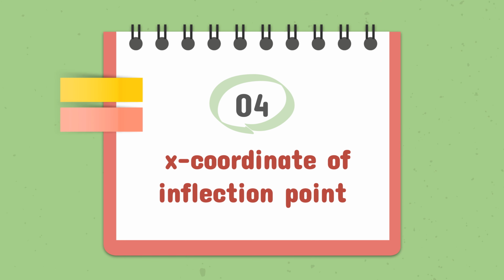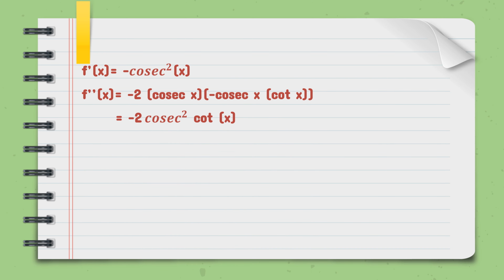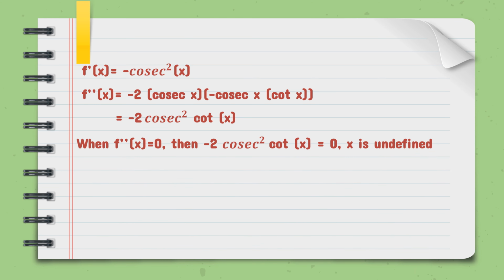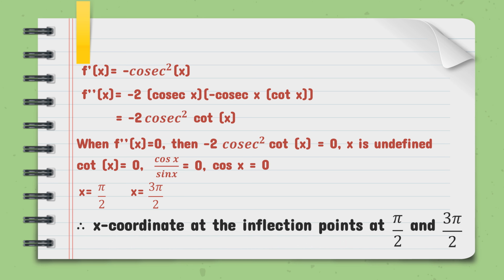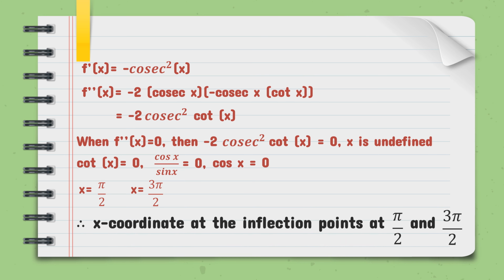For the fourth question, we need to find the x-coordinate of the inflection point. To find the inflection point, we need to find the second derivative of the function and we're going to get negative 2 cosecant squared x cotangent x. Next, set the second derivative function equal to 0 and we're going to know that x is actually undefined. So hence, the x-coordinates of the inflection points are at π/2 and 3π/2.